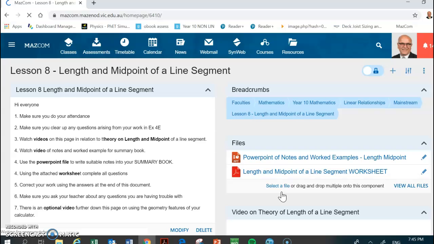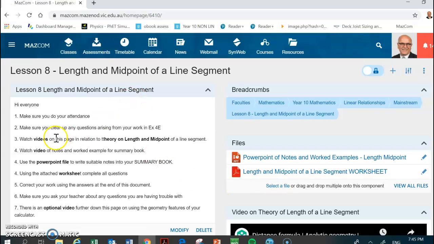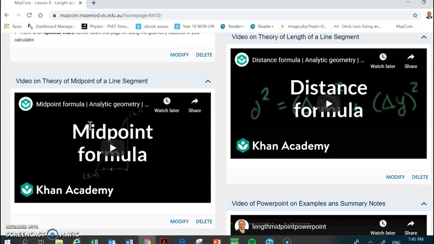So let's start with lesson 8, which is looking at the length and midpoint of a line segment. So the theory behind those two segments are shown in these two videos, and this is so easy. It's just simply, hey, get the average of two numbers.